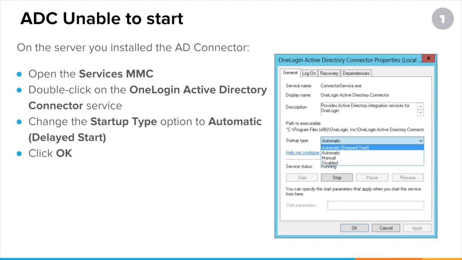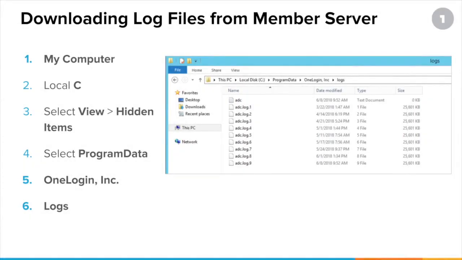You can go again to the services MMC and just modify the properties of the OneLogin Active Directory connector service. There are also some log files you can browse to on your ADC instances. Sometimes they'll give you a hint as to what might be going wrong. You'll find them underneath ProgramData, OneLogin. They are hidden, so make sure that you change those view settings so you can view the hidden items ahead of time.